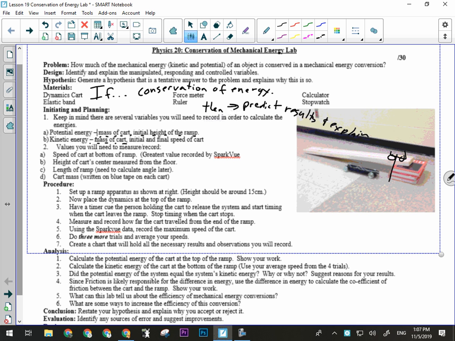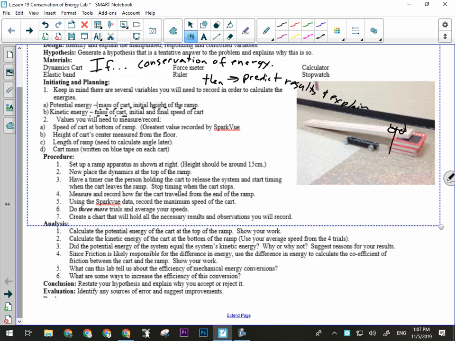Okay, so we've talked about the procedure. So we're doing only 3 trials, not 4. It says do 3 more, but we're only going to do 3. Okay, and then you'll fill in that chart.